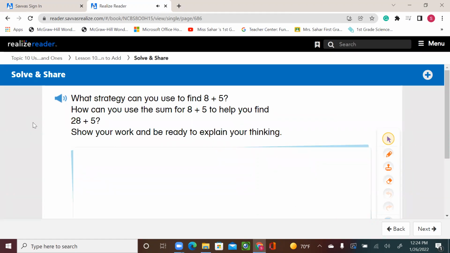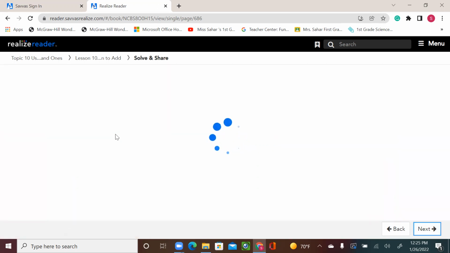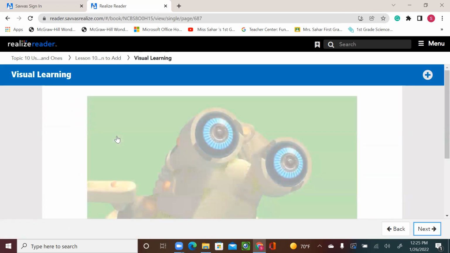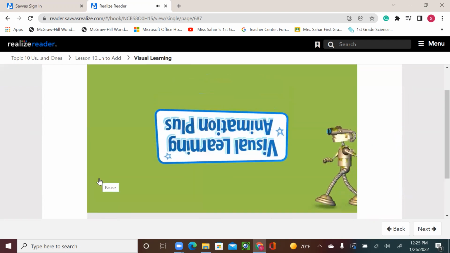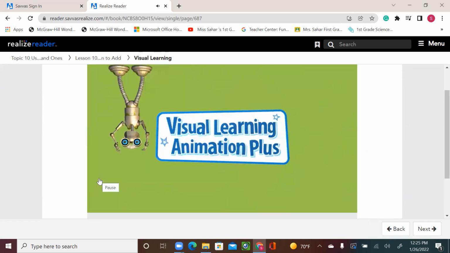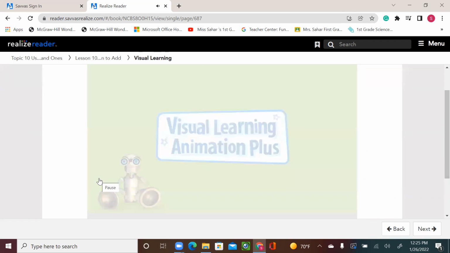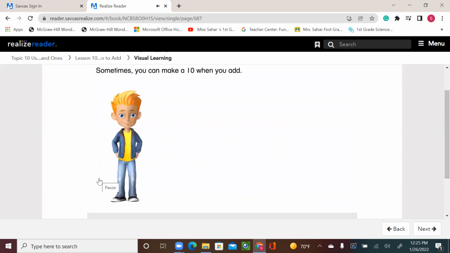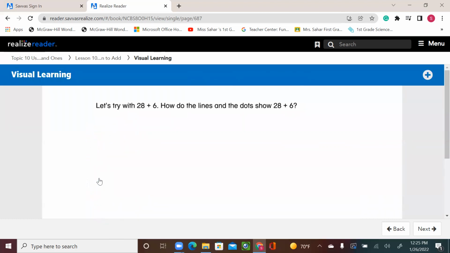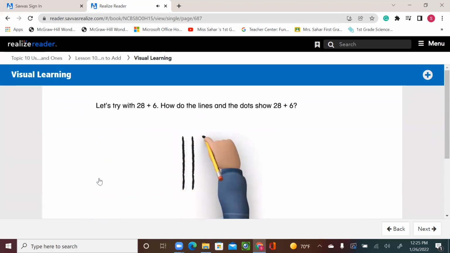All right, today we're going to learn a new strategy. We're going to learn how to make a 10 to make it easy for us. So we're going to break apart, we're going to add numbers to make 10. It's a really nice lesson. So let's start. Sometimes you can make a 10 when you add. Let's try with 28 plus 6.